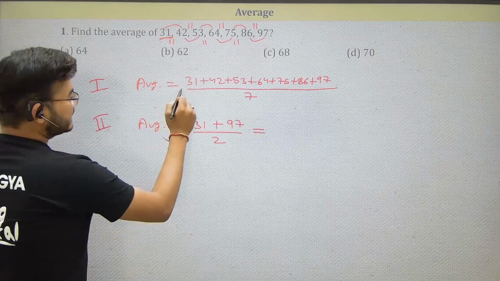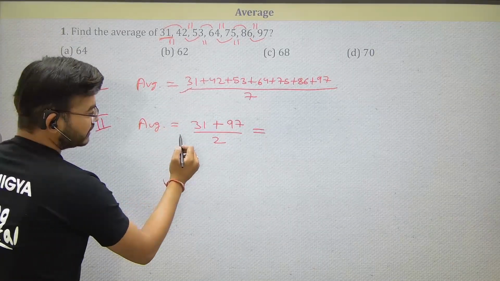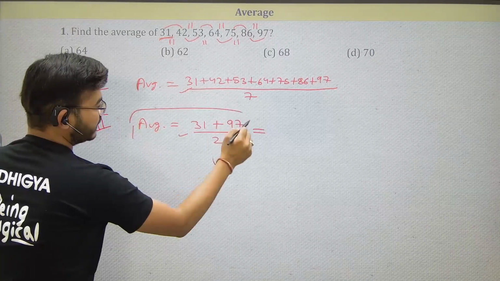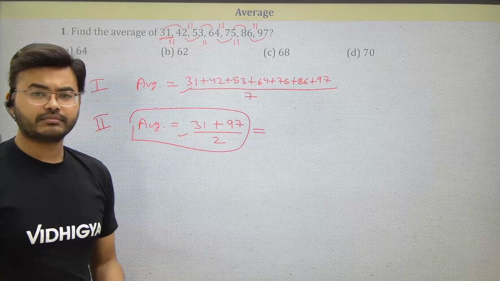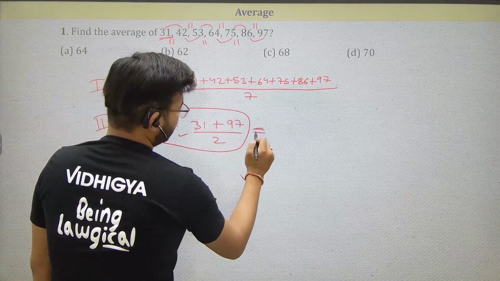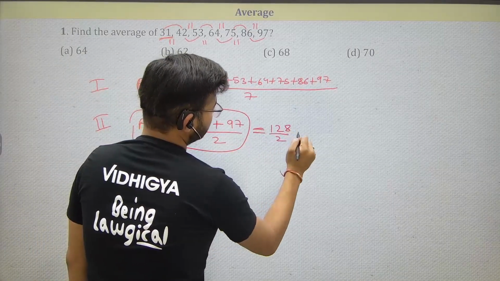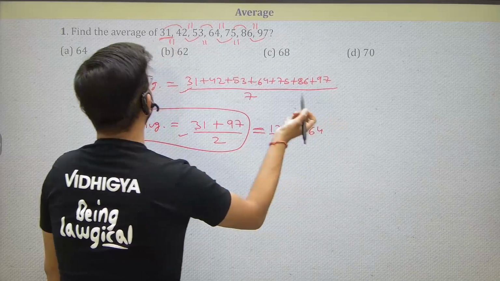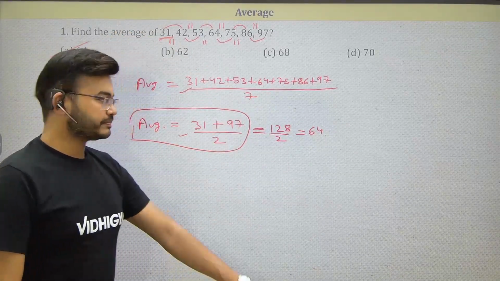Now calculating the sum directly will take more time than calculating this. Hence, this is a very important concept, a very important formula that will help save a lot of time in competitive exams. So 31 plus 97 will come out to be 128 by 2. So that will come out to be 64. So the answer will be A, 64.